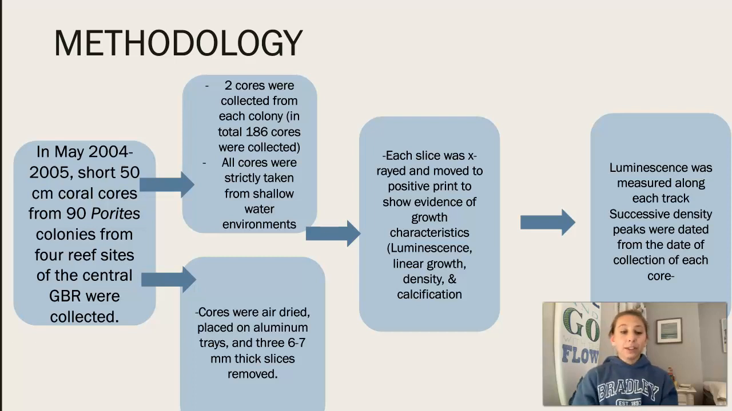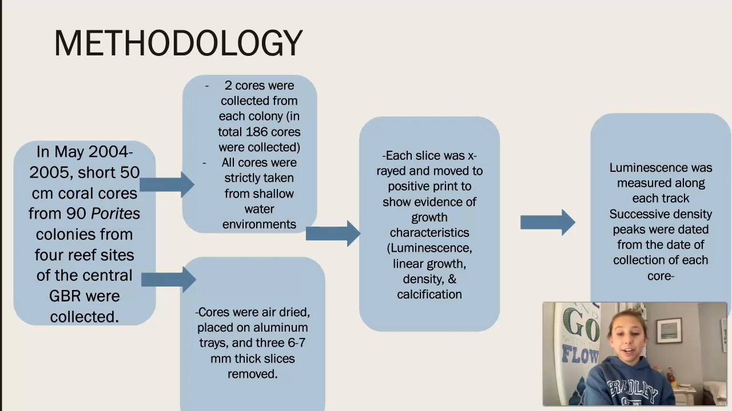In May 2004 to 2005, short 50-centimeter coral cores from 90 Porites colonies from four reef sites of the central Great Barrier Reef were collected. Two cores were collected from each colony, and in total 186 cores were collected. All cores were strictly taken from shallow water environments. All cores were prepared using standard techniques such as being air dried, placed on aluminum trays, and 6 to 7 millimeter thick slices were removed.